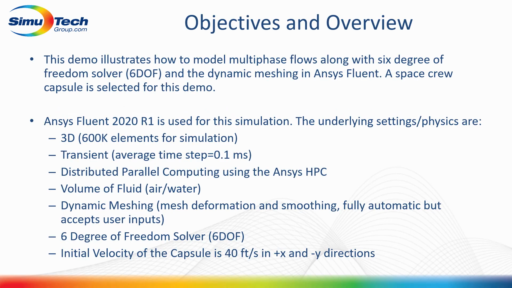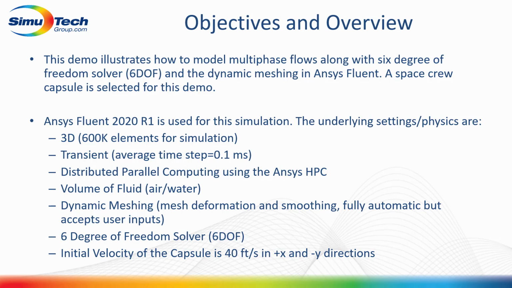The main objective of this example is to show you how these complex physics can be combined to create a more realistic and meaningful simulation of a real application. I'm using Ansys 2020 R1, which is the latest at this time, for my demo. It is a 3D transient model with around 600,000 elements, which is coarse for most problems. We are also using Ansys HPC for distributed parallel processing to speed up the solve.